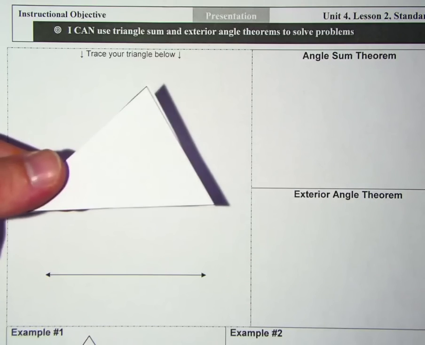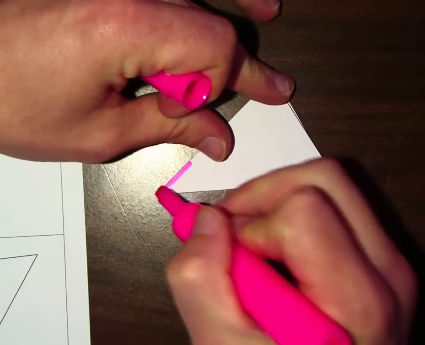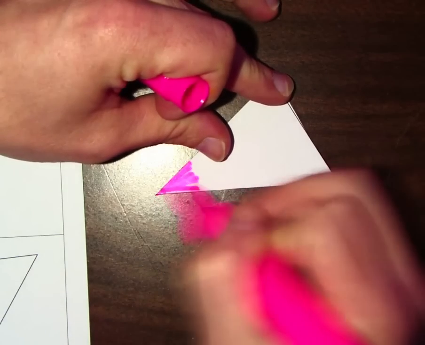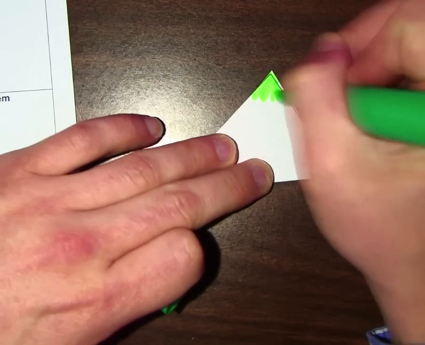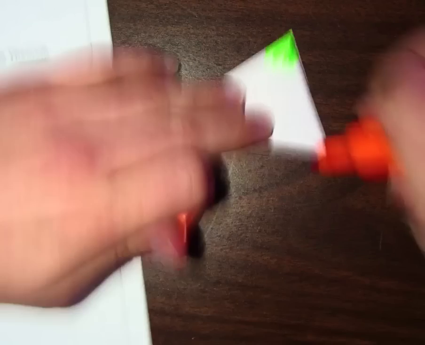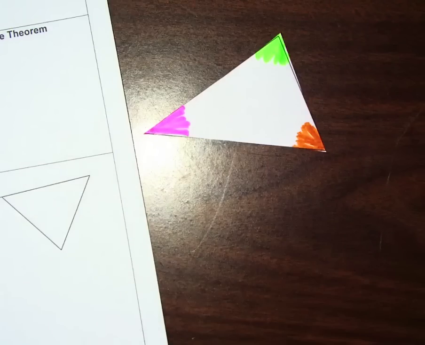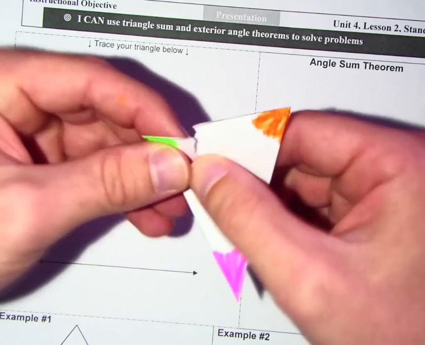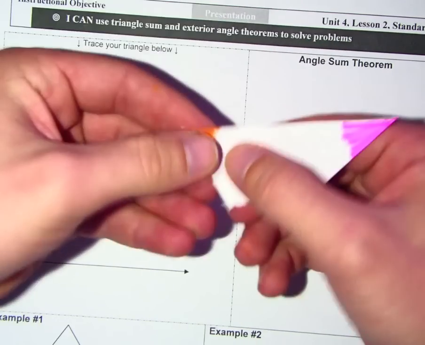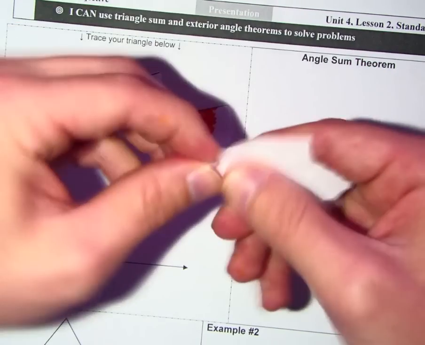Let's take a triangle like this, and I'm just going to highlight the three angles. And the question is, what do they sum up to? These are interior angles because they're on the inside. And if I were to gently tear off these three angles, it's kind of interesting what happens.